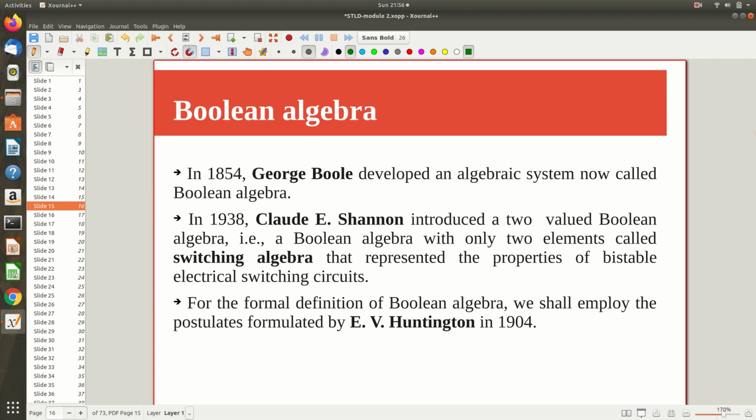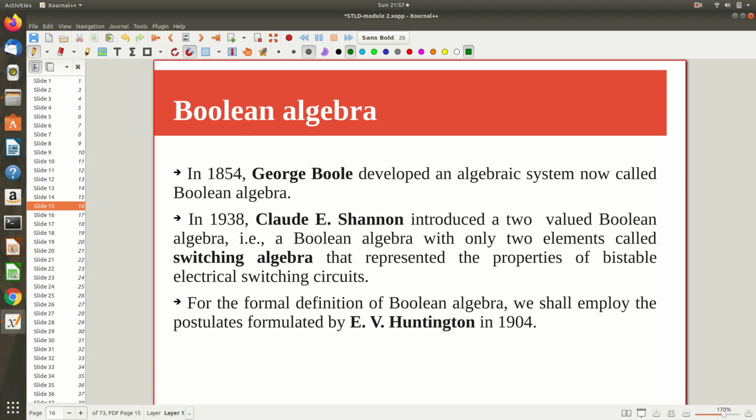So Boolean algebra, this same slide we have already seen in the introduction. We started with propositional logic, and later George Boole, inspired by propositional logic, came up with the so-called Boolean algebra in 1854, and in 1938 Claude E. Shannon came up with a more practically oriented Boolean algebra. Boolean algebra, as it is just a mathematical concept, was not finding any practical application.